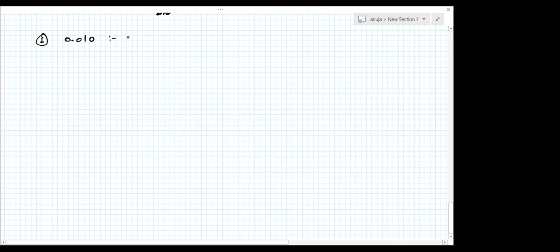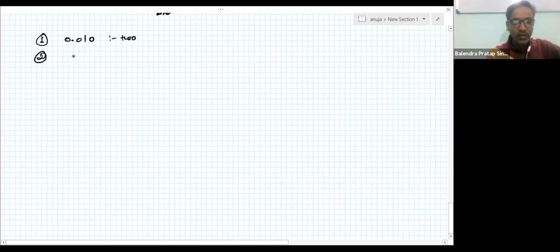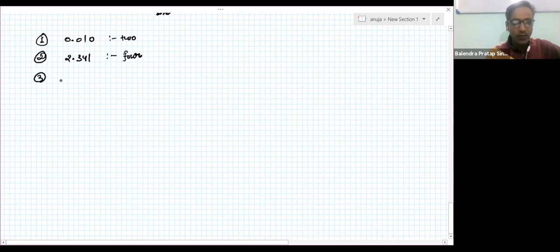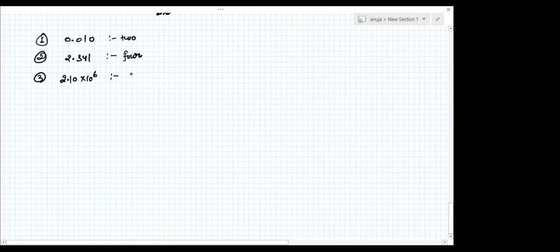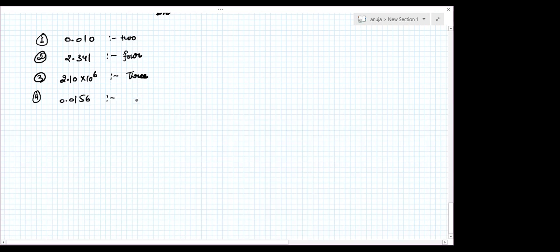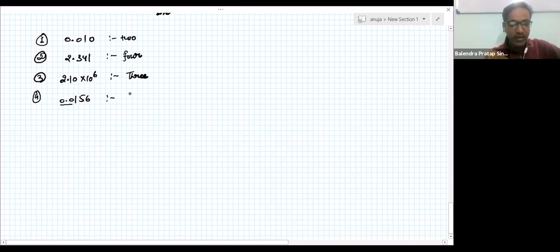2. Very good. Question number 2: 2.341. 4. Okay. Question number 3: 2.10 into 10 raised to the power 6. So here 3. Very good. The 4th question is 0.0156. 3. Very good, because you can leave the initial zeros. Initial zeros you don't have to consider. So it has 3 significant digits.